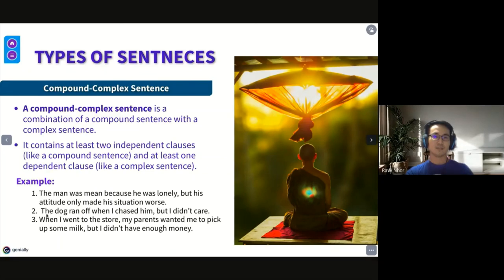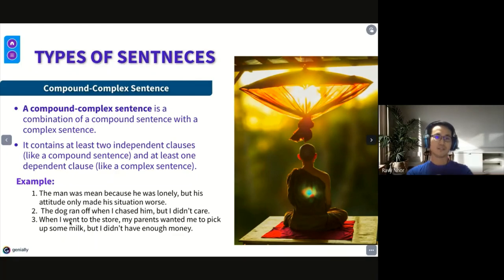Another one: the dog ran off when I chased him, but I didn't care. The first clause here, "the dog ran off when I chased him," is complex. And then we put a comma and a coordinating conjunction, but, so it looks like a compound. So it's compound-complex.